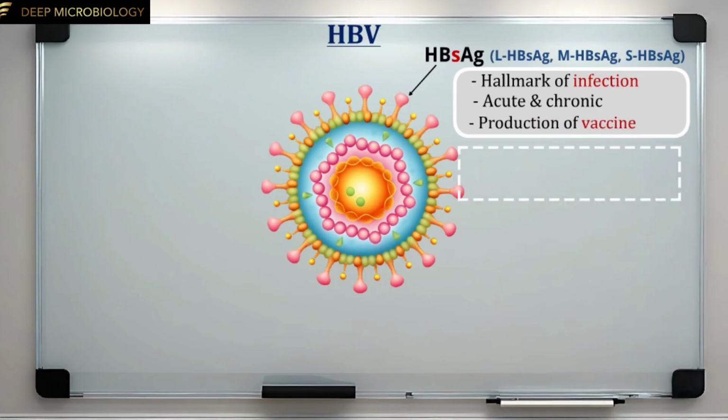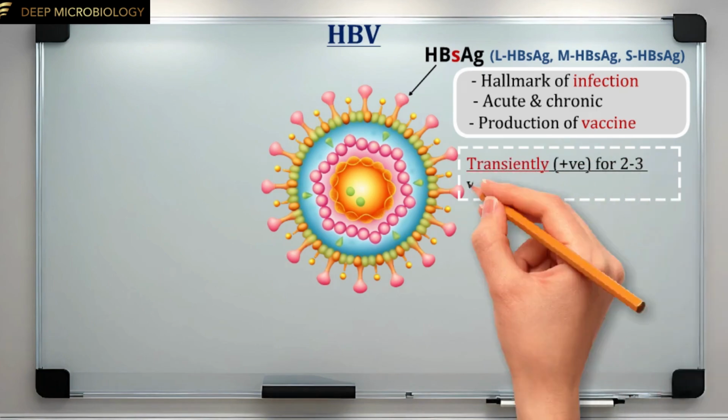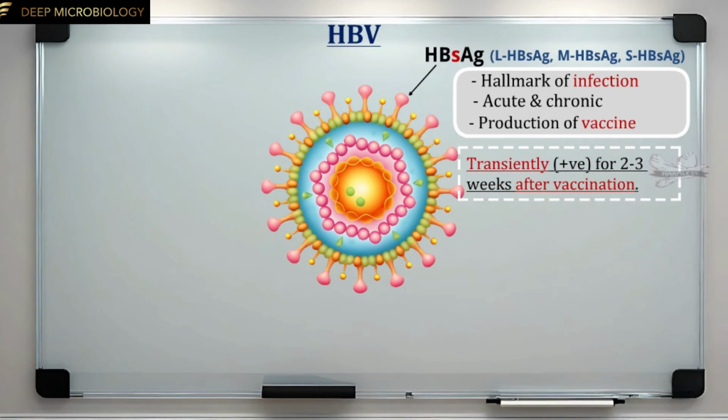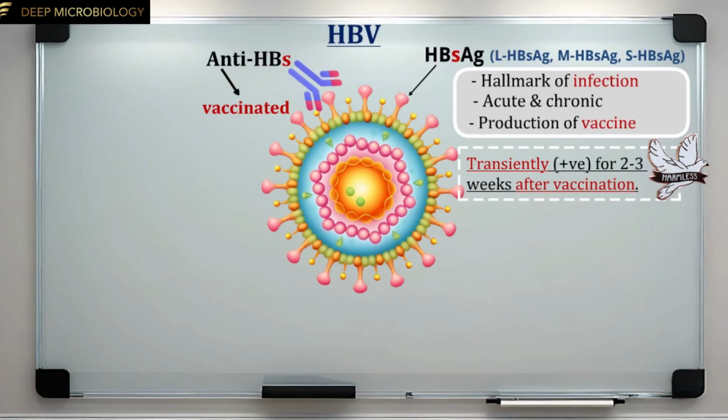The hepatitis B surface antigen may be transiently positive for 2 to 3 weeks after vaccination, but this finding is clinically insignificant and does not indicate an active infection. The second serological marker is the antibody against the surface antigen. Detection of this antibody in the serum indicates that the individual has either been successfully vaccinated against hepatitis B, since, as mentioned earlier, the vaccine is made from hepatitis surface antigen, or, if it appears together with core antibody, it suggests immunity resulting from a past hepatitis B virus infection, which I will discuss later in more detail.